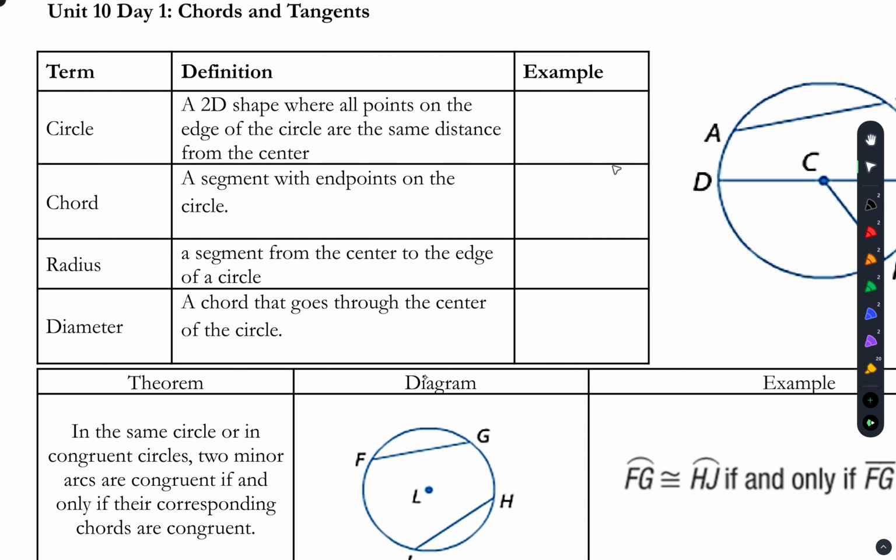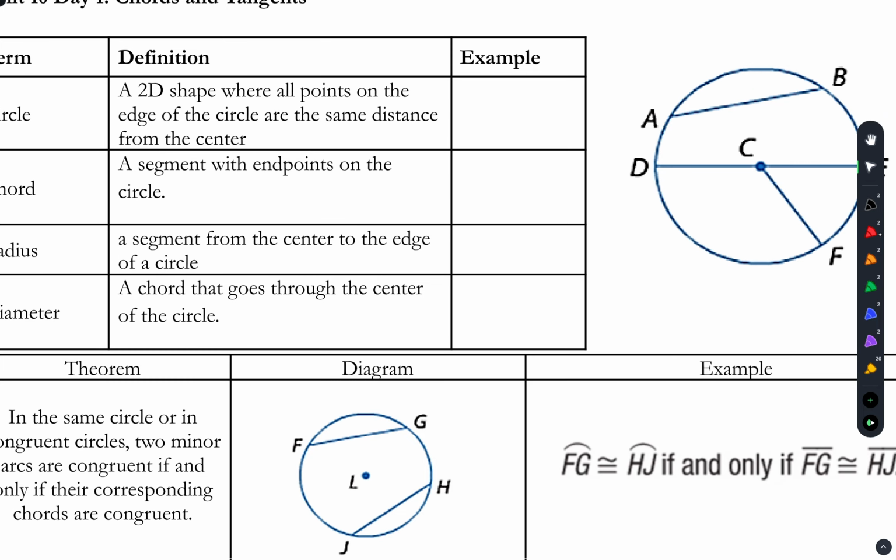The first one is a circle. We know that a circle is a two-dimensional shape where all the points on the edge of the circle are the same distance from the center, so it's even all the way around. The way that we notate a circle is kind of fancy. We use the center point. So the center point in this circle is C. So we would call this circle C.